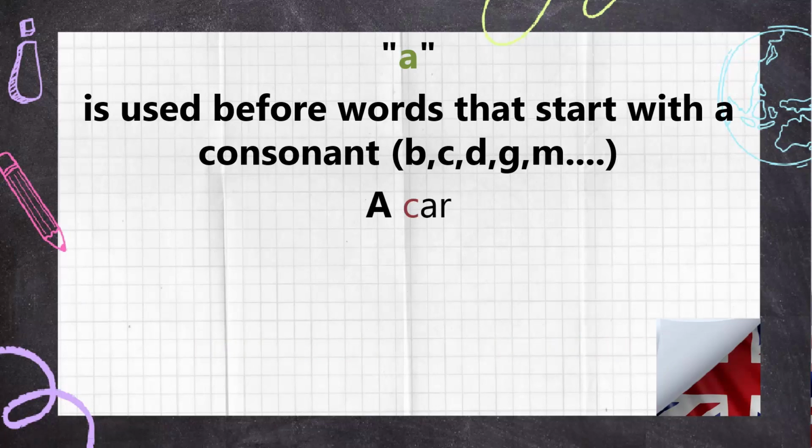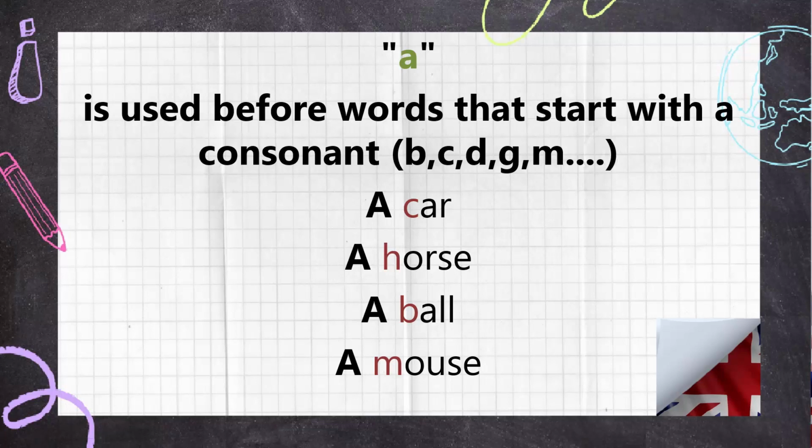For example, we have a car. We have to use the article a car, because car starts with a consonant, with C. A horse. Horse starts with H, which is a consonant. Therefore, we have to use a. A ball. Ball starts with B, which is a consonant. Therefore, we have to use a. Or a mouse.